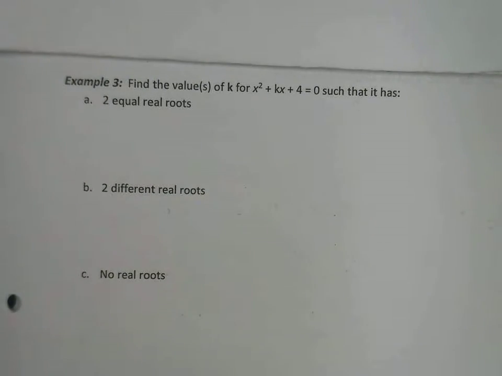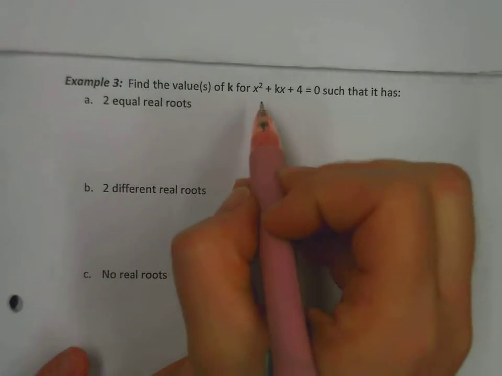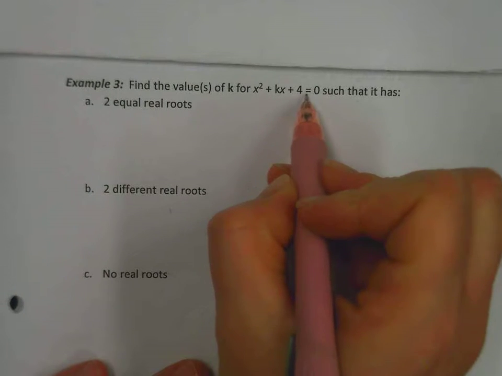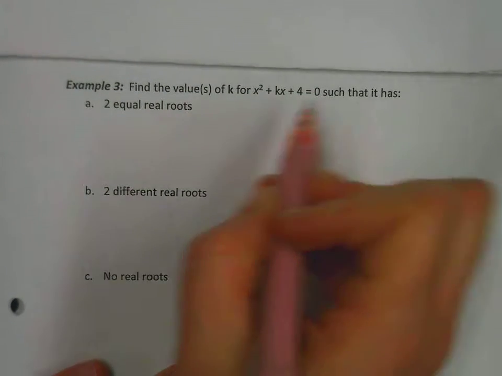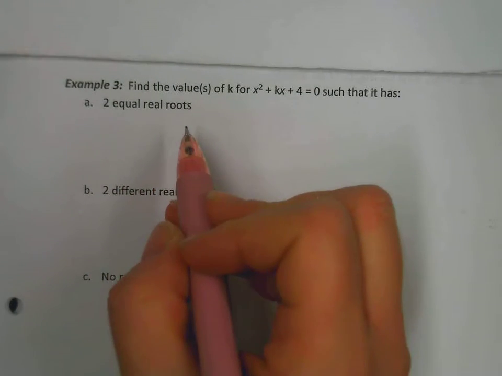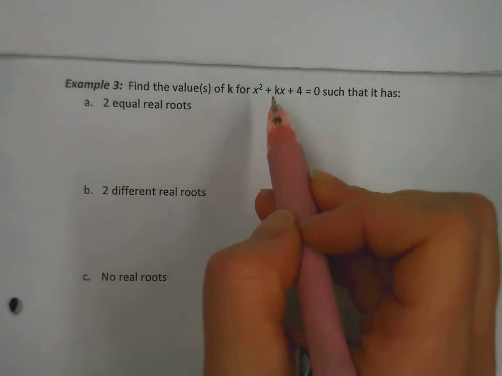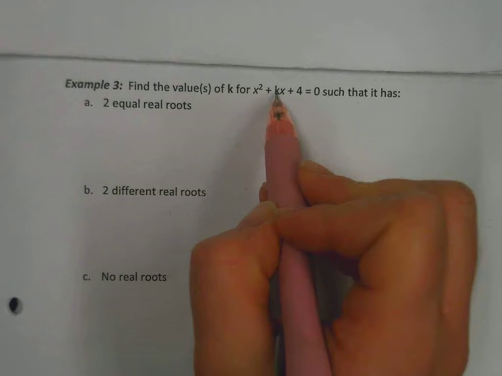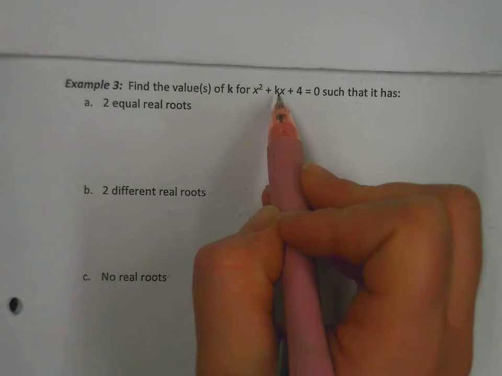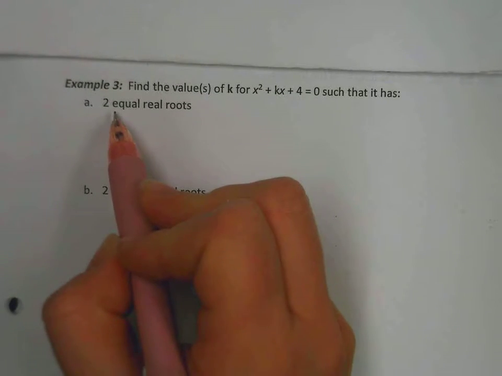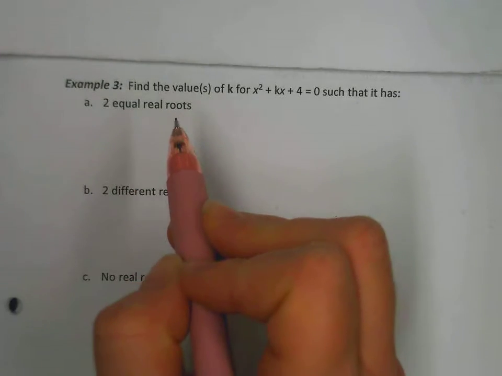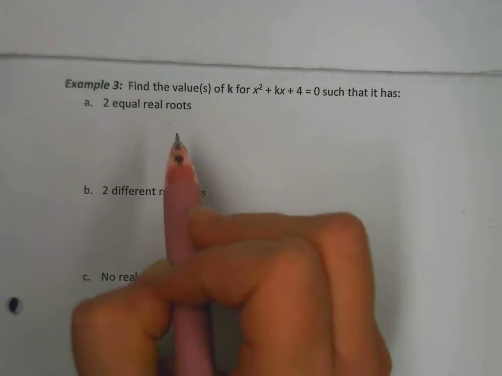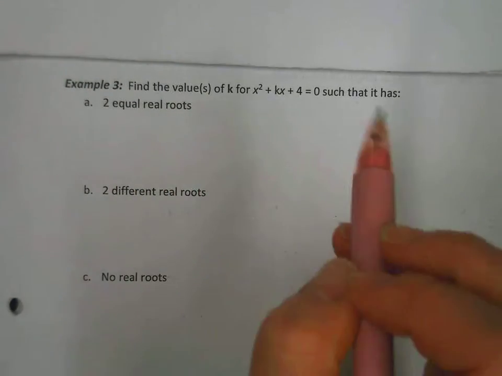All right, finding the values of k in the equation x squared plus kx plus 4 is equal to 0, such that it has two equal real roots. Okay, so we're trying to figure out what k would have to be in order for this to have two equal real roots, or one solution. So we want to relate this to our discriminant.